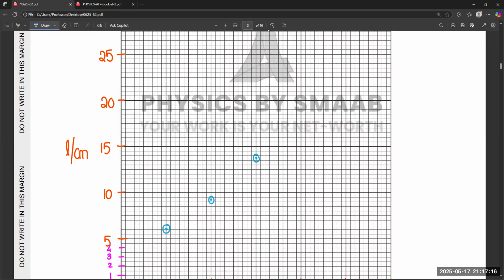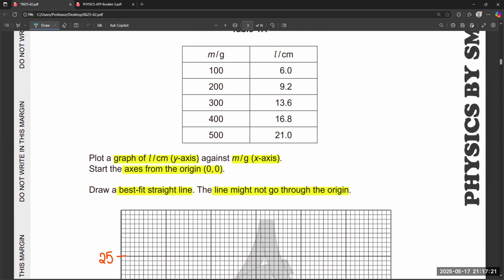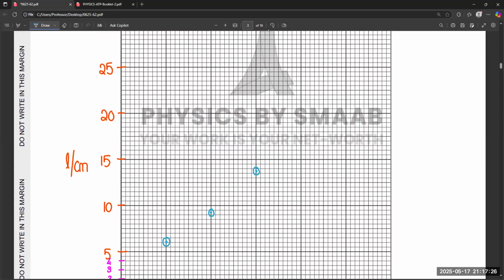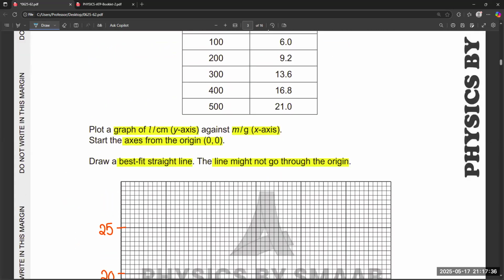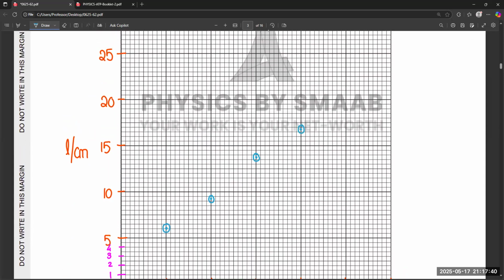Okay. Now we have a fourth point. The fourth point is 416.8. 400 and this is 15, 16, almost close to 17. This one. Last, 521. So these are all the points given in the table.